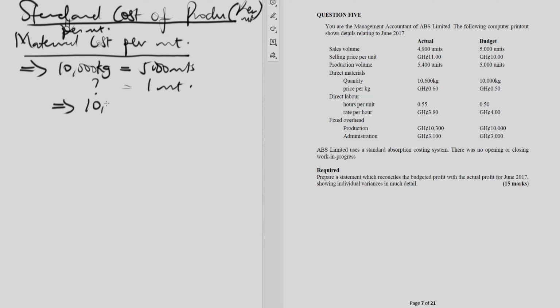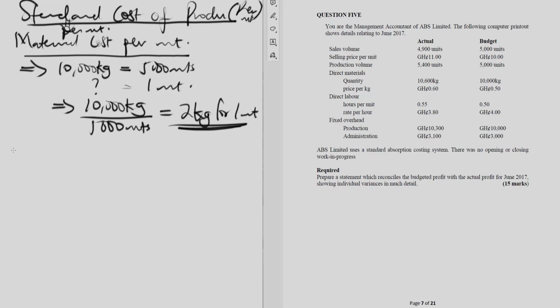Divide. So that means this 10,000 kg will have to be divided by these 5,000 units so that we get the number of kgs required per unit. So you have 10,000 divided by 5,000, and that means you need 2 kgs for 1 unit. So for every 1 unit that you produce, you're expecting to use 2 kg of this material. But if 2 kg is for 1 unit, then what is the value of 1 unit?